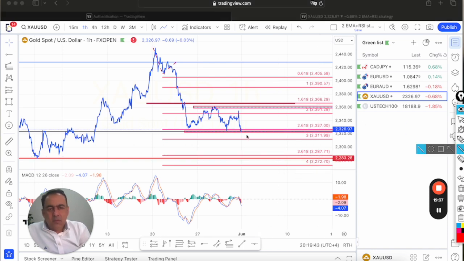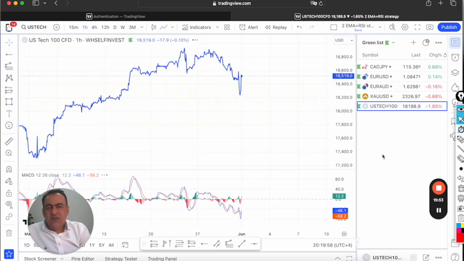Now it's a non-farm payroll week. We can expect some sideways action. Gold may remain range bound for a while during the week, and then it can continue to the next lower level. So this is a plan for gold in the coming week.